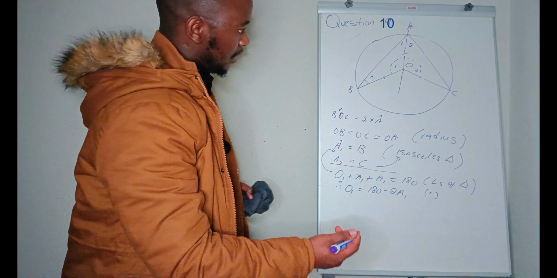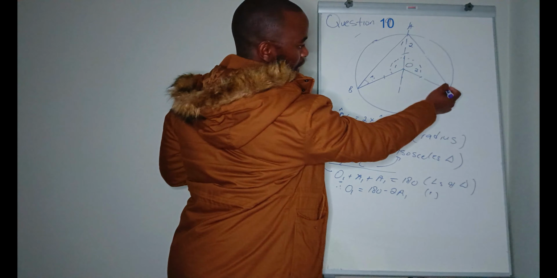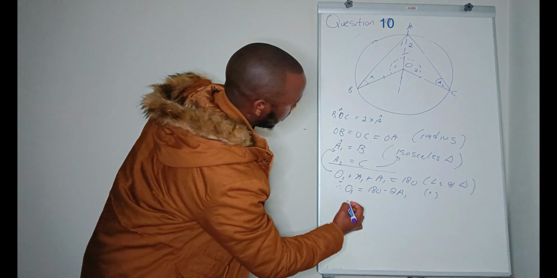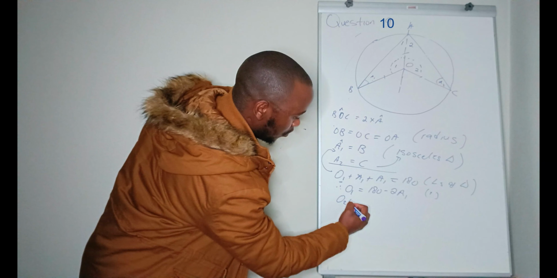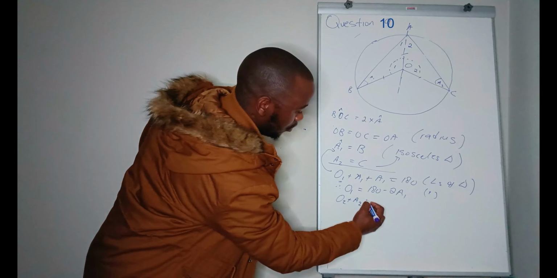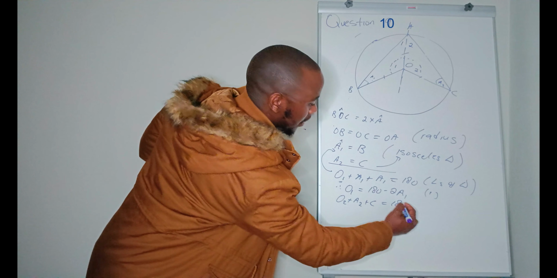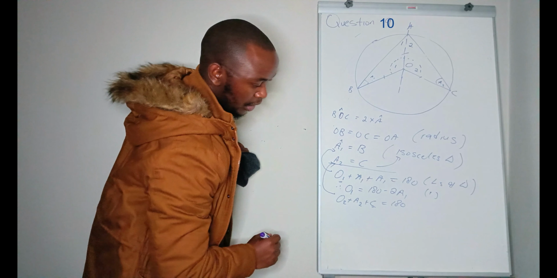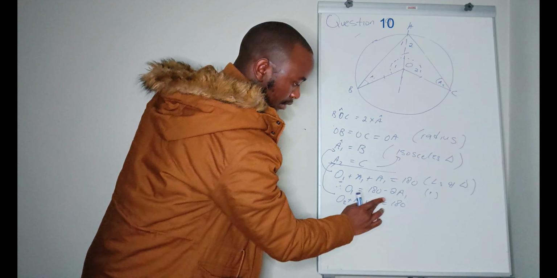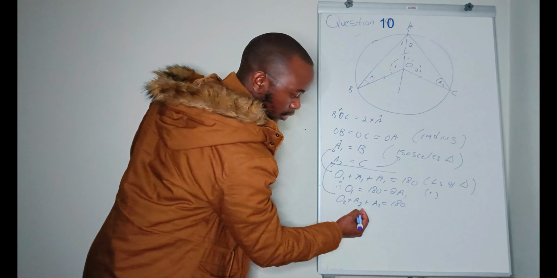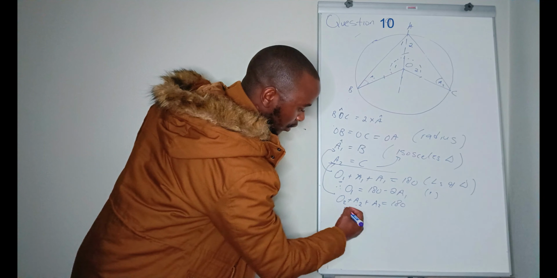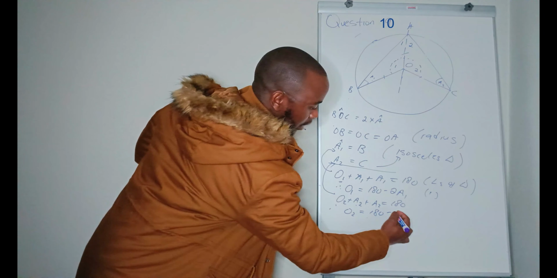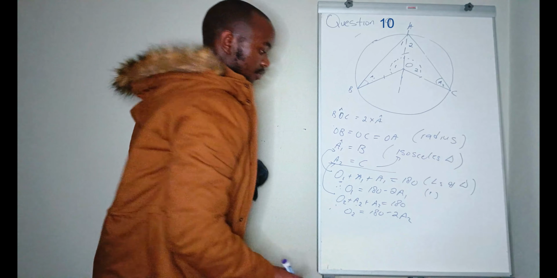And then O2 is the same thing. For O2, we have A2 here being equal to C, so we can put A2 in there. So we have that O2 plus A2 plus C is equal to 180. And C, as we remember, is equal to A2. So we have here A2 plus A2, 2A2, and we have O2 is equal to 180 minus 2A2. All right.